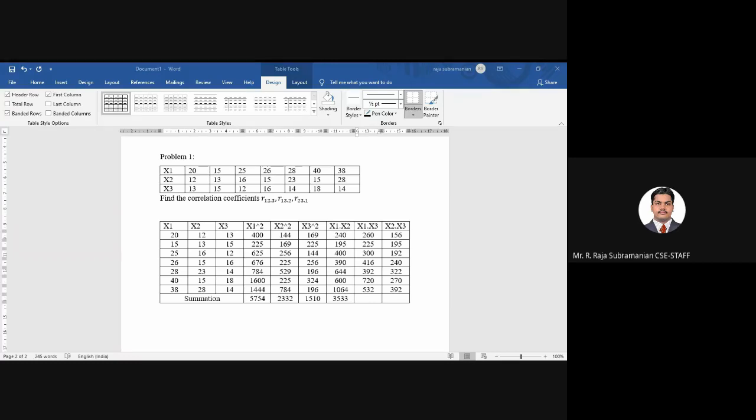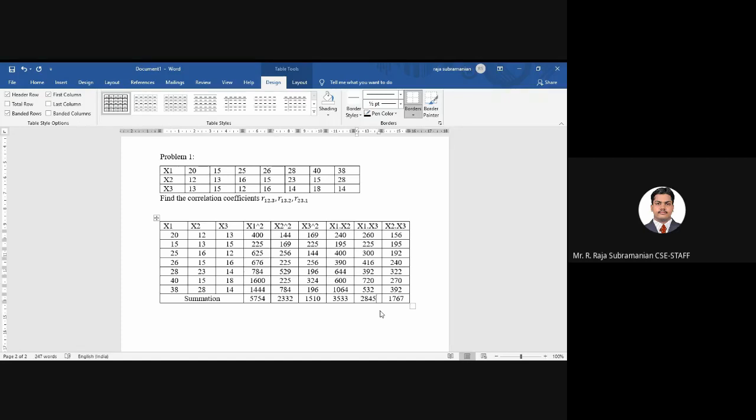What is X1 into X3? And what is X2 into X3? Sir, X2 into X3, 1767. This one, Pavani, 2845. So these are the summation values.